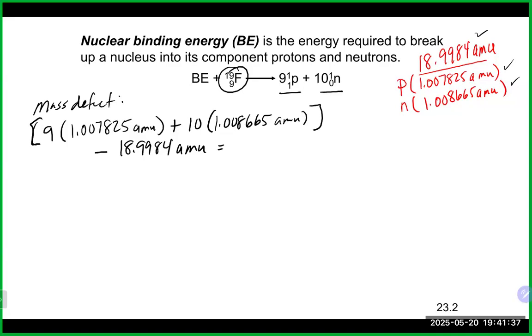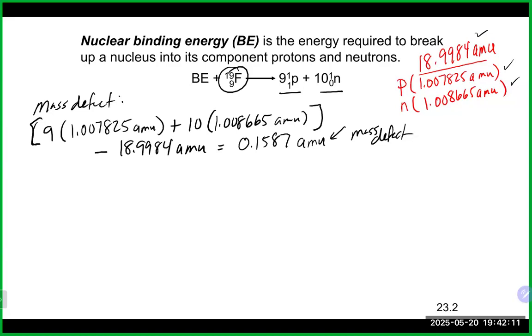If we do that in this particular case, we get 9 times 1.007825 plus 10 times 1.008665, and then we subtract that from 18.9984. That is going to give us 0.1587 AMU. This is the mass defect. This is the difference between the mass of the nucleons, the particles of the nucleus, and the mass of the isotope itself. This is the slight mass that's going to be converted into energy during this fission process.